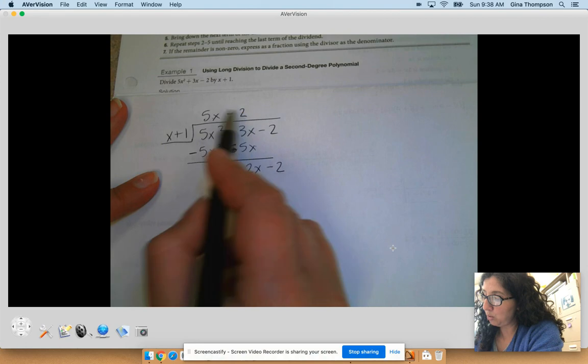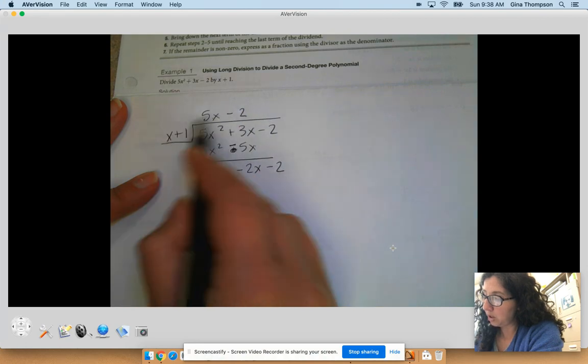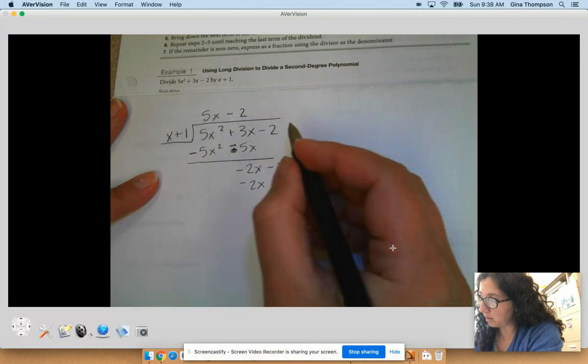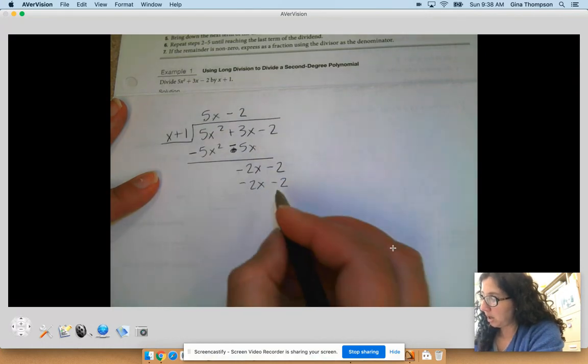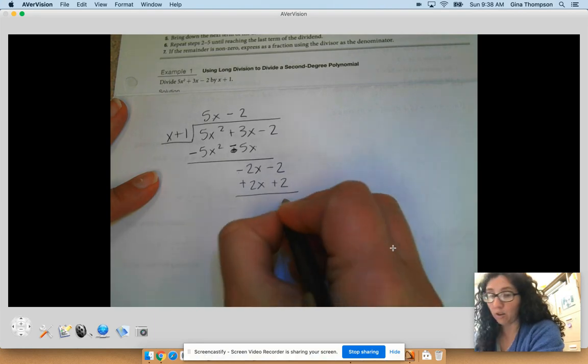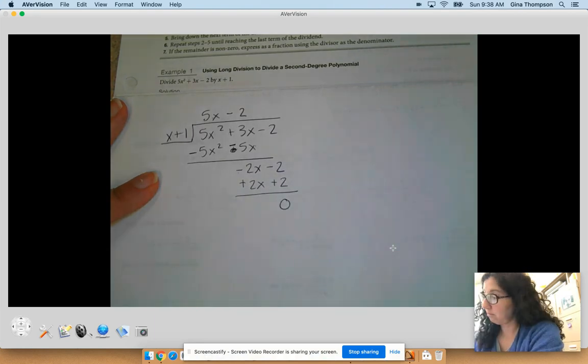And I say minus 2 times these terms. So minus 2 times x is minus 2x. Minus 2 times 1 is minus 2. And I subtract. That means I change the signs. And I get 0. Nice. There was no remainder in this one.